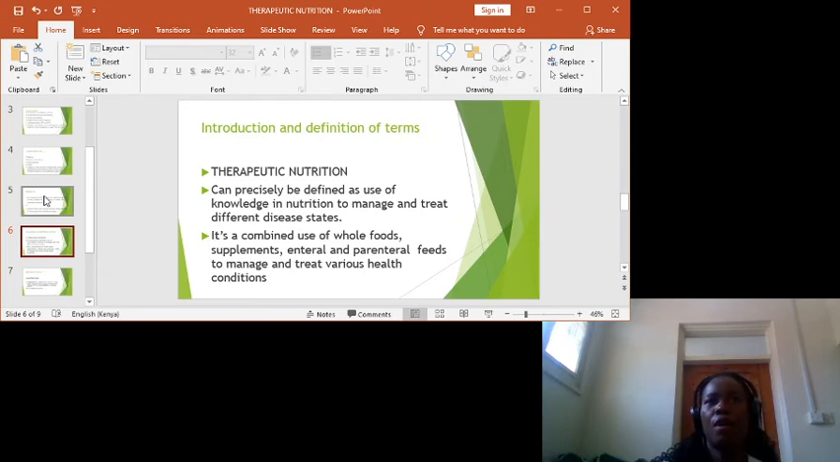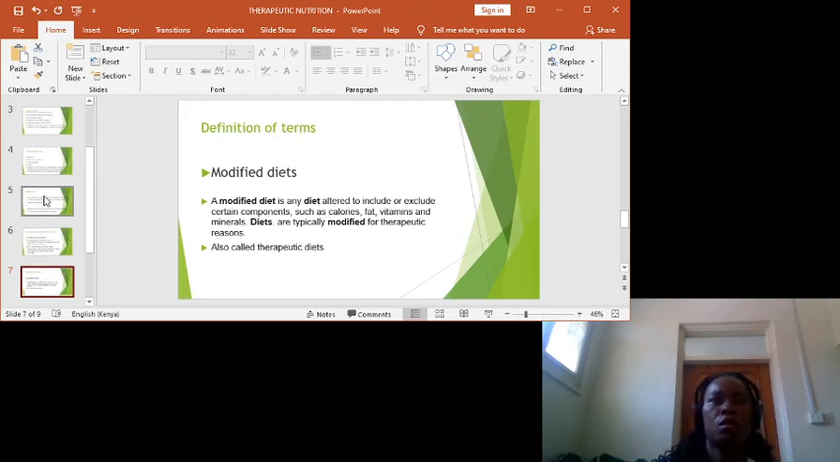And so as nutritionists, we should be able to know how much of these supplements we give. And also for TPN and PPN, how much of them should we give? How much amino acids per day? So basically, therapeutic nutrition goes a notch higher, and we say that it's a combined use of whole food, supplements, enteral and parenteral feeds to manage and treat different health conditions.